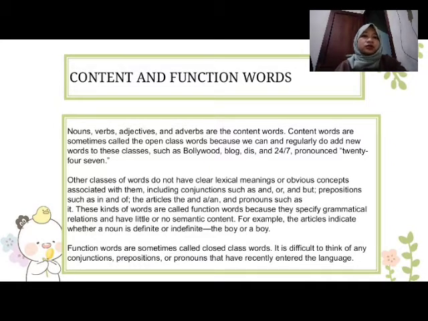Other classes of words do not have clear lexical meanings or obvious concepts associated with them, including conjunctions such as and, or, and but, prepositions such as in and of, the articles the and a or an, and also pronouns such as it. These kinds of words are called function words because they specify grammatical relations and have little or no semantic content. For example, the articles indicate whether a noun is definite or indefinite, the boy or a boy.